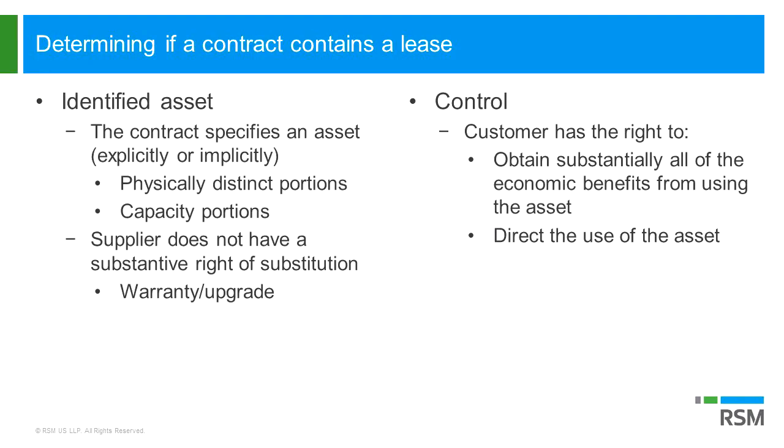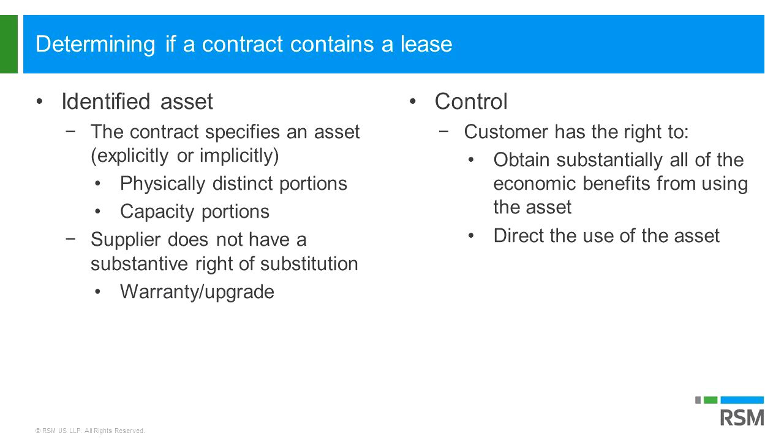So is there a percentage of the asset that will be used by one specific customer? Supplier does not have a substantive right of substitution. Examples of this are warranty and or upgrades. The other factor, control: the customer has the right to obtain substantially all of the economic benefits from using the asset. Now on that, the substantially is the key part, which is broadly defined as generally 90% or more. And does the customer have the right to direct the use of that asset?